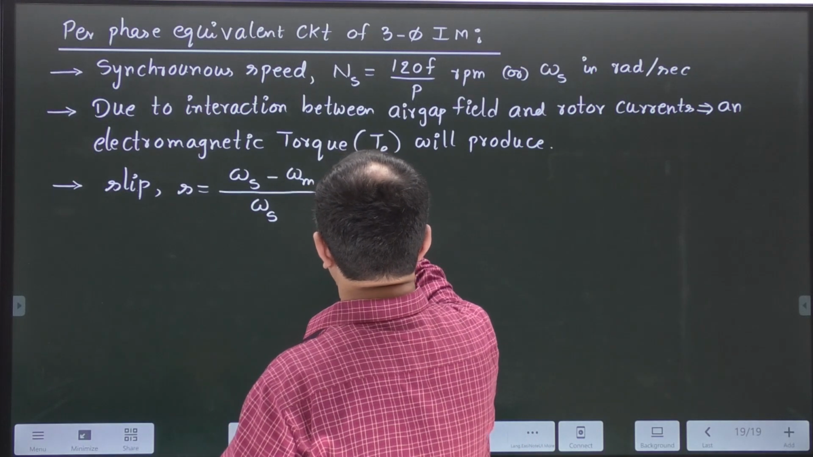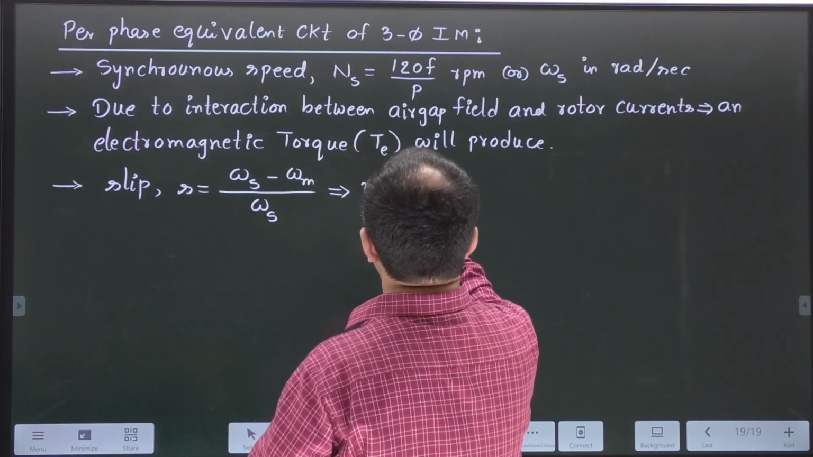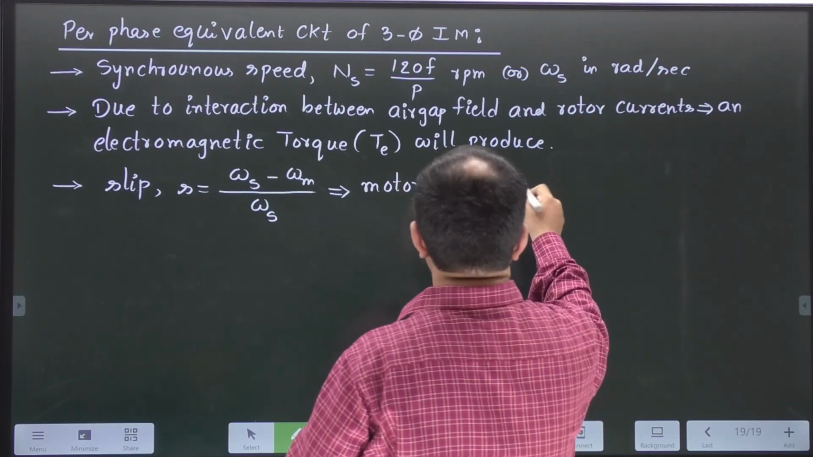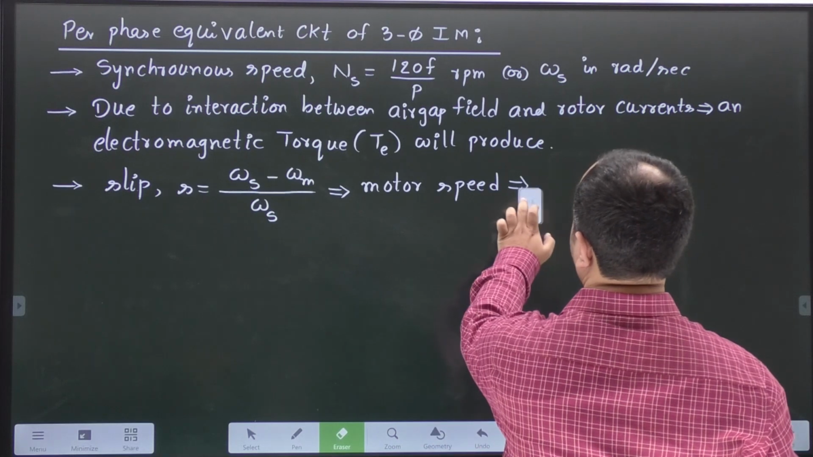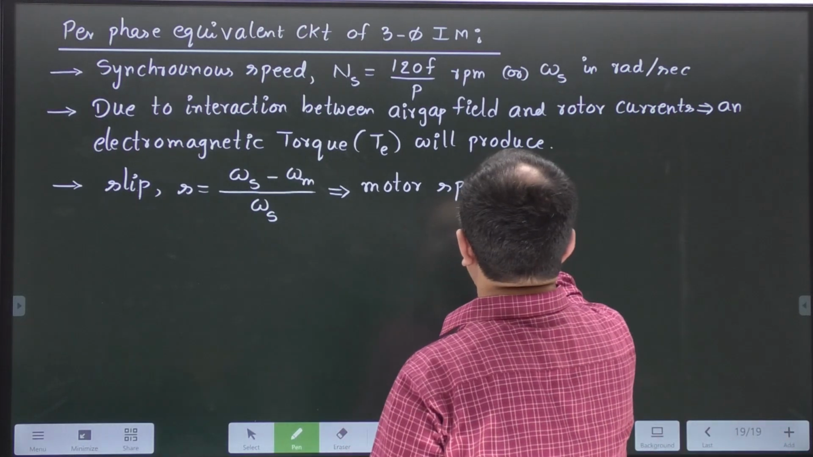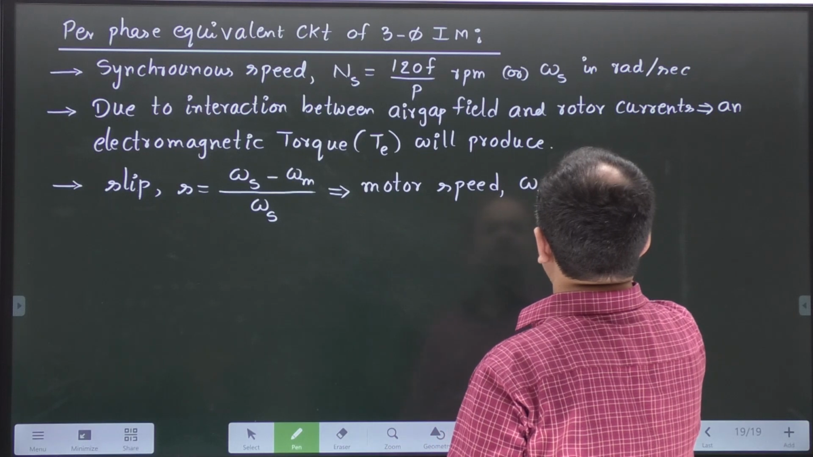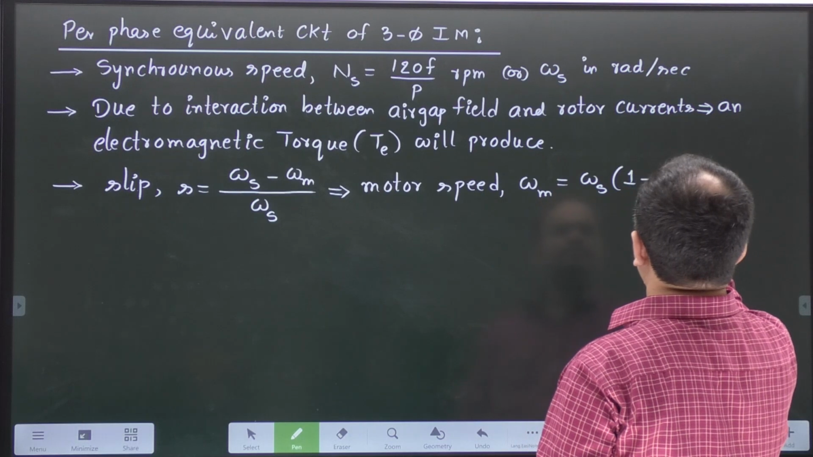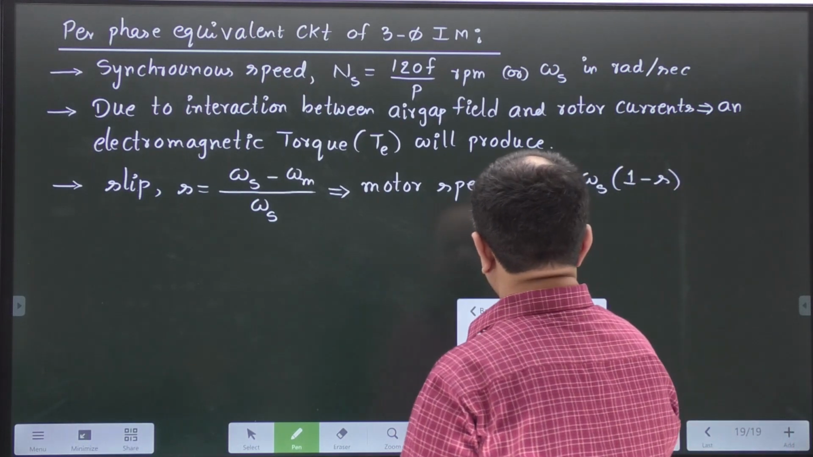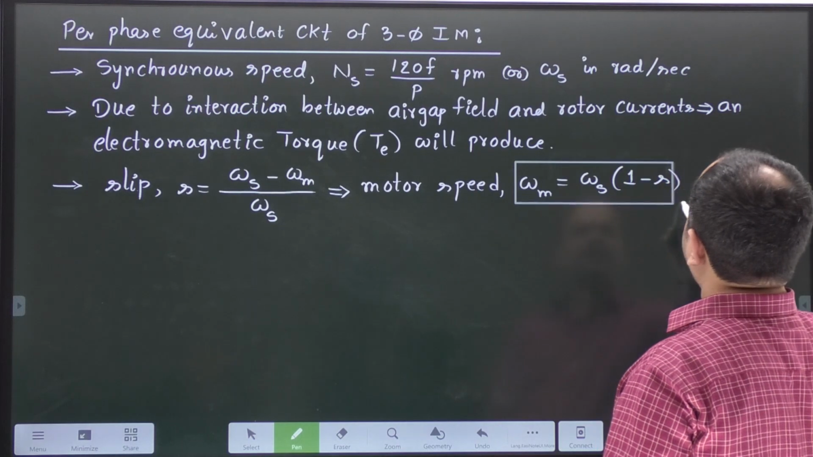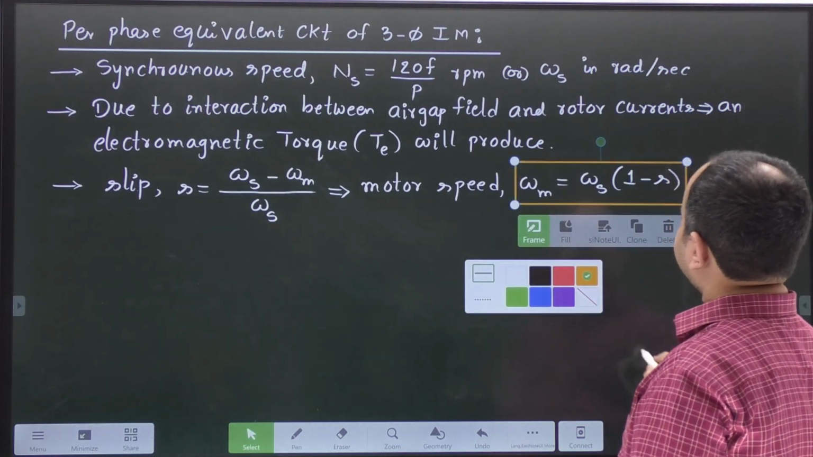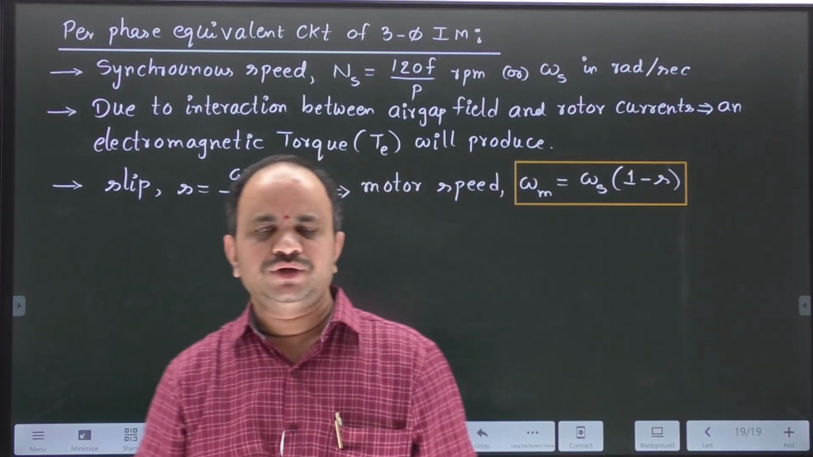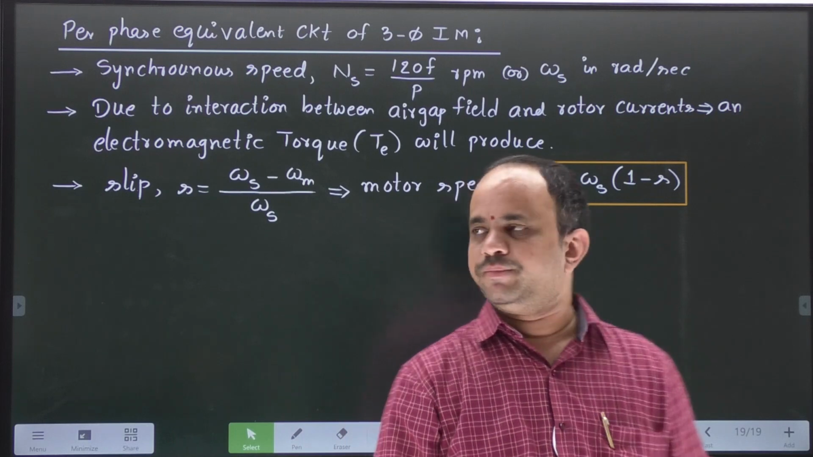So from this, motor speed omega m can be expressed as synchronous speed multiplied with 1 minus s. Synchronous speed multiplied with 1 minus s. This is one of the important relation in induction motor topic.